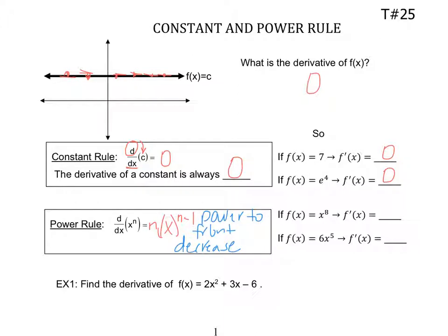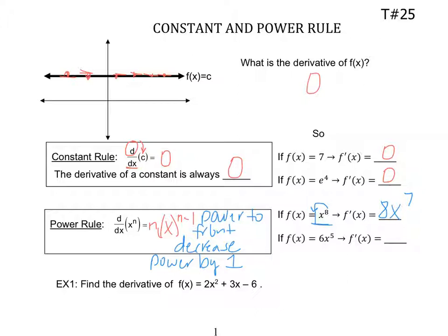Power to the front, decrease the power by 1. Let's look at x to the 8th. Power to the front. Now please note that there's really a coefficient of 1. What I'm really doing is multiplying those together because it doesn't have to be a 1. So I'm going to go power to the front, which would be 8. Now decrease the power by 1, that's 8x to the 7th.